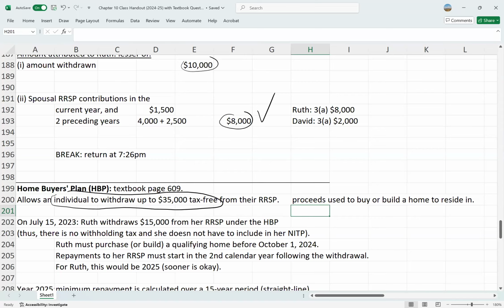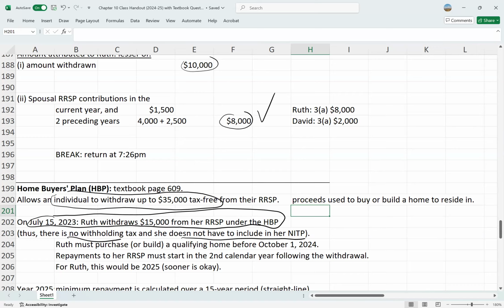So let's say in 2023, Ruth takes out 15,000 from her RSP and she tells her bank this is under the home buyer's plan. If you say that it's under the home buyer's plan, there are some forms you have to fill out. Then the bank will not withhold any taxes. And when you file your tax return for the year, you do not have to include it in your net income for tax purposes, as long as it qualifies as a withdrawal under the home buyer's plan.